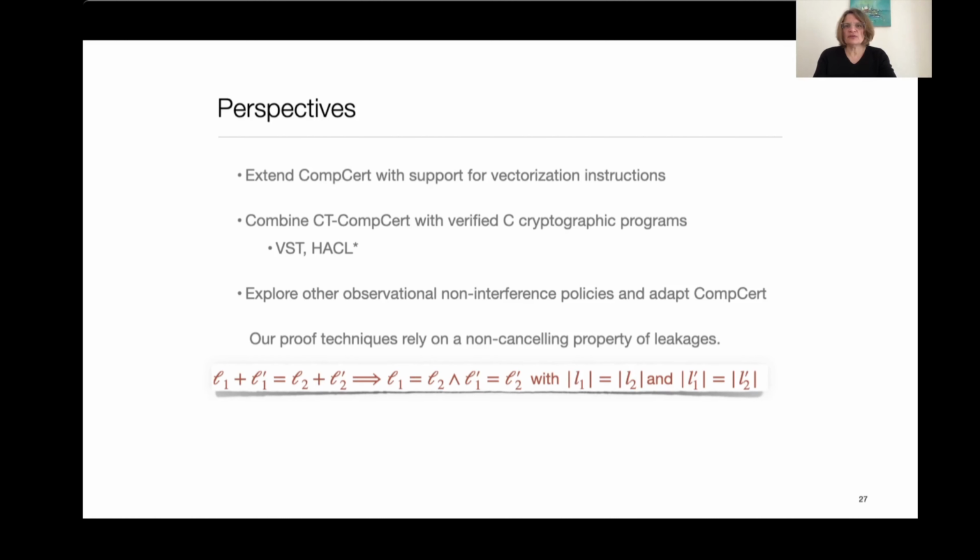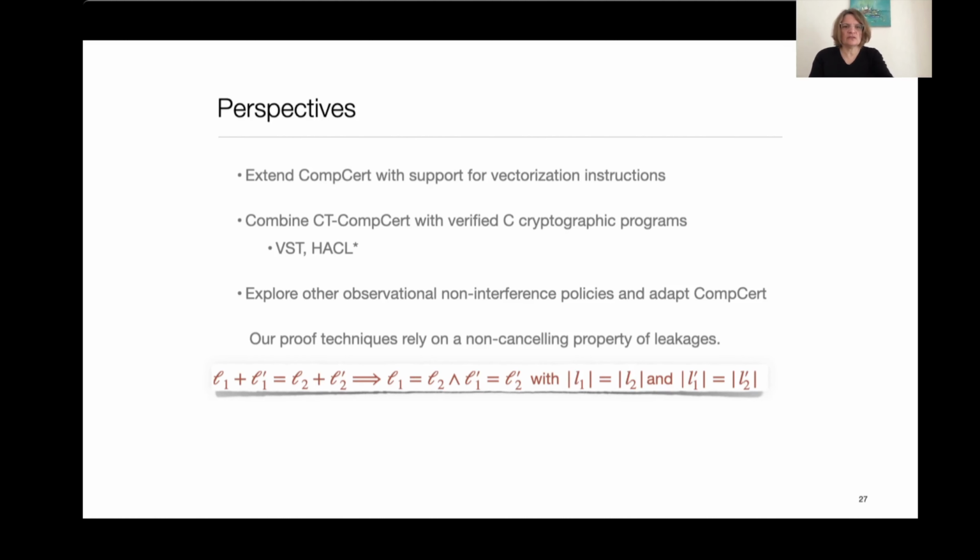Lastly, the constant time policy is an instance of what is called observational non-interference. That is a generic information flow policy for side channel leakage. So we intend to extend our proof methodologies to establish preservation of some observational non-interference for a larger class of properties. Indeed, our proof technique relies on a non-canceling property of leakages, and we would like to study policies that do not satisfy this property.